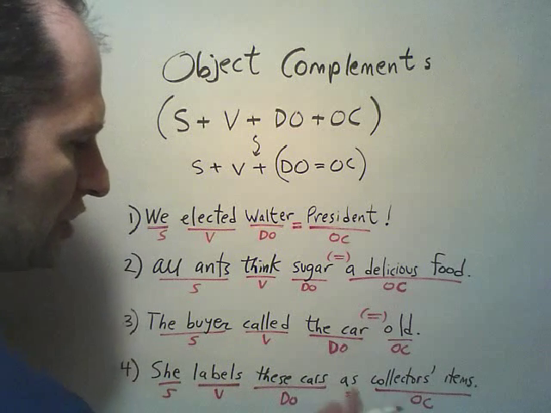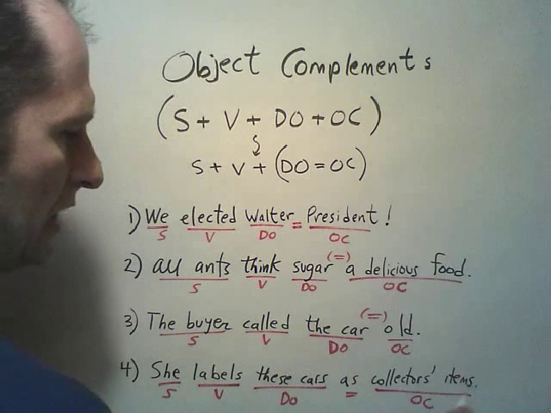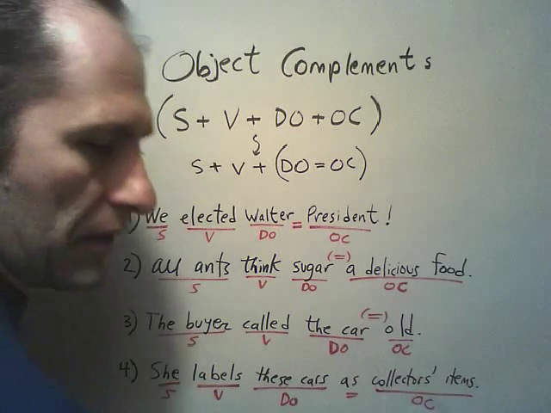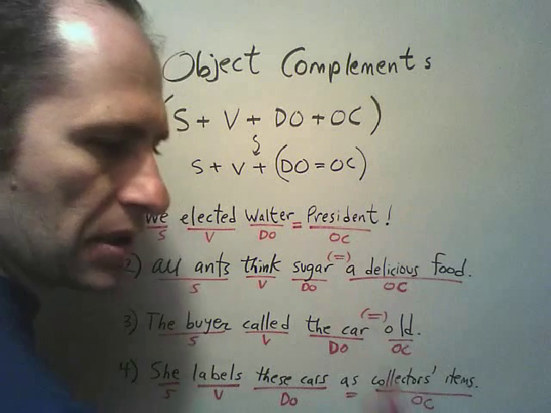This is just a conjunction. We'll worry about that later. I want you to be able to find the object complement. Now another thing to remember is that all object complements are going to be nouns.